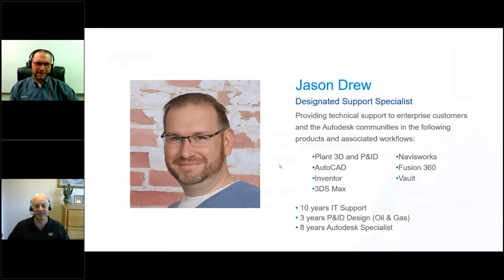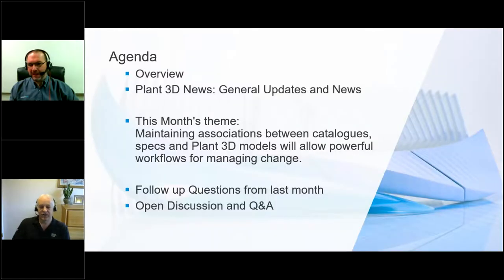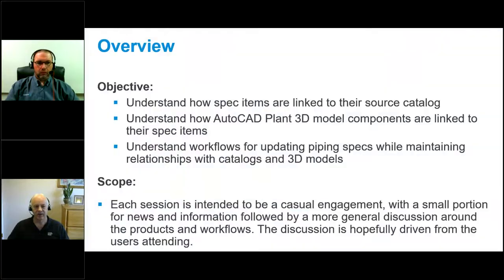All right. So today's agenda, we're going to give you an overview of the session, and we're going to do a little bit of quick Plant 3D news, just with some updates. And then we're going to talk about this month's topic, which is really maintaining associations between your catalogs, specs, and Plant 3D models. And this is going to allow you powerful workflows for managing change. And then we'll follow up with the answers to the questions from last month, as well as open discussion and Q&A at the end. So hopefully we'll be able to do that in the hour that we have ahead of us. So let's go ahead and jump right into it.